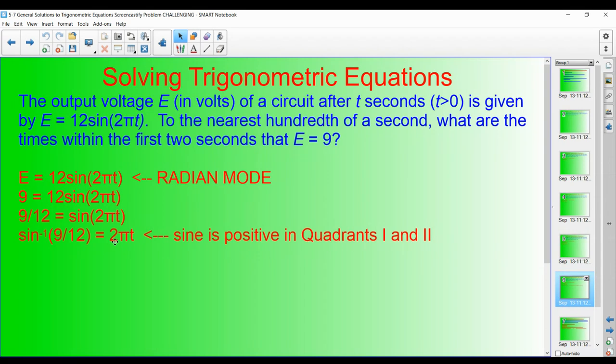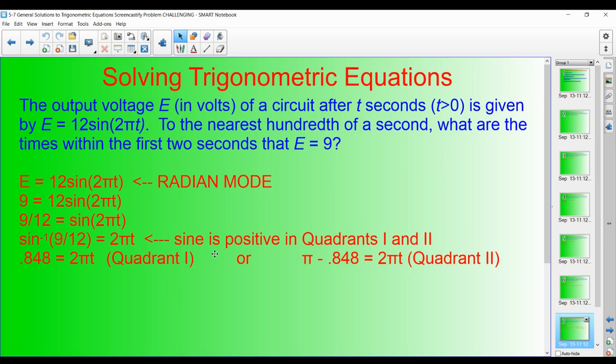I have to remember that since 2 pi t is going to be positive, I need to be looking at all angles in the first quadrant and the second quadrant, because that's where sine is positive. So the two equations I set up: inverse sine of 9 over 12 is 0.848, which gives me my first quadrant. To find the second quadrant, I use 0.848 radians as a reference angle and go to pi and subtract 0.848 to go up into the second quadrant.